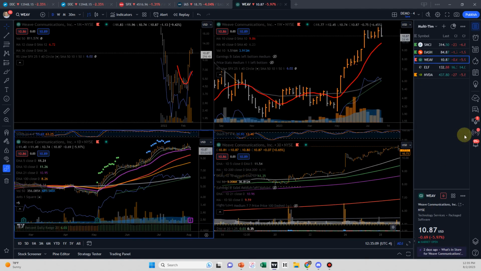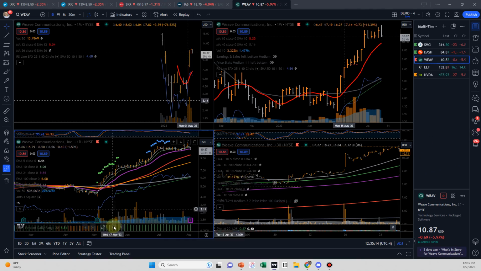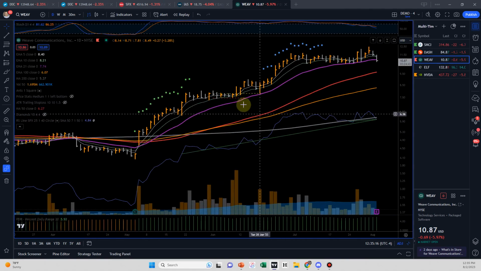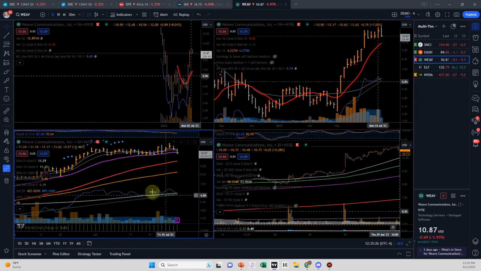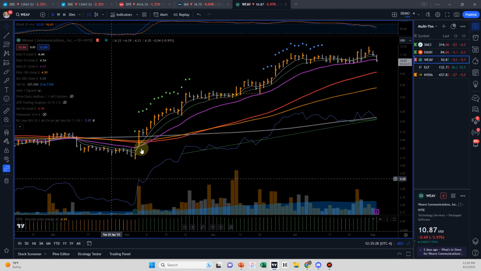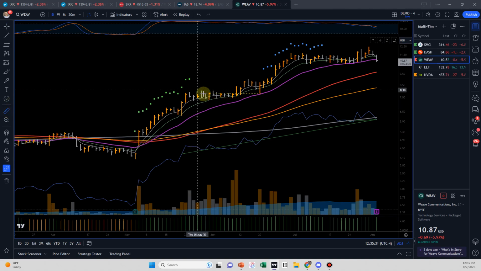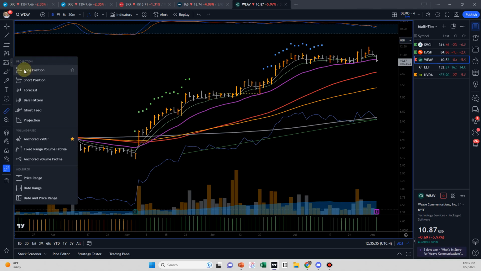There was a red block in the middle of the daily that showed right here. At one point you were showing percentages, particularly when you were showing a stop level or something like that. I was just curious what indicator that is from the toolbar on the left side. Oh, that's the long position.